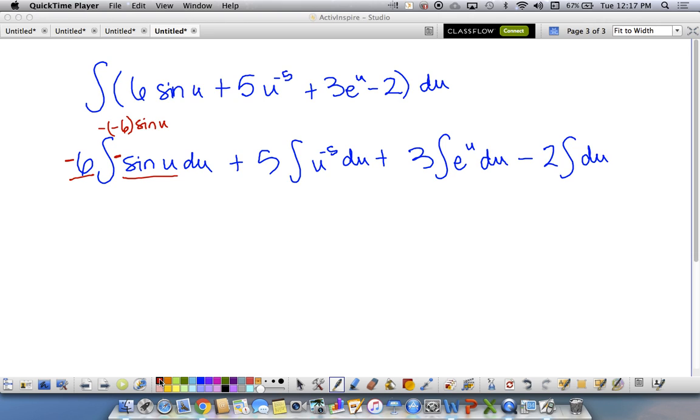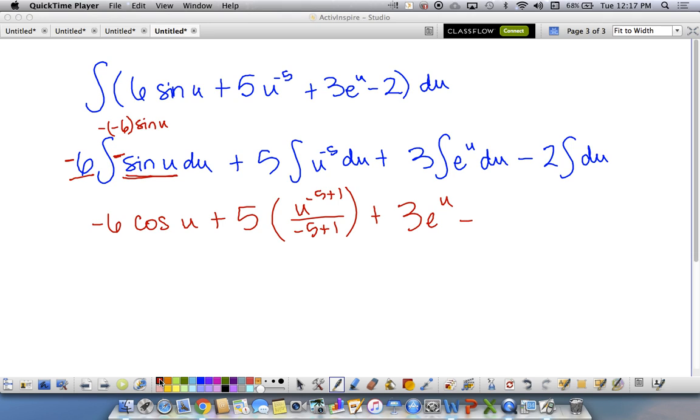So let's go ahead and do this. I've got negative 6. The integral of negative sine u is cosine u. Okay? We're done with that piece. It's just going to be that negative on the outside. Plus 5. What's the integral of u to the negative 5th? If I need to, I will go ahead and write negative 5th plus 1 over negative 5 plus 1. Okay? Plus, we know the integral of 3e to the u is 3e to the u. What about negative 2 du? Is negative 2u. Okay, oh, don't forget the plus c, which maybe I wouldn't have done if I only had one to simplify, okay, to rewrite.